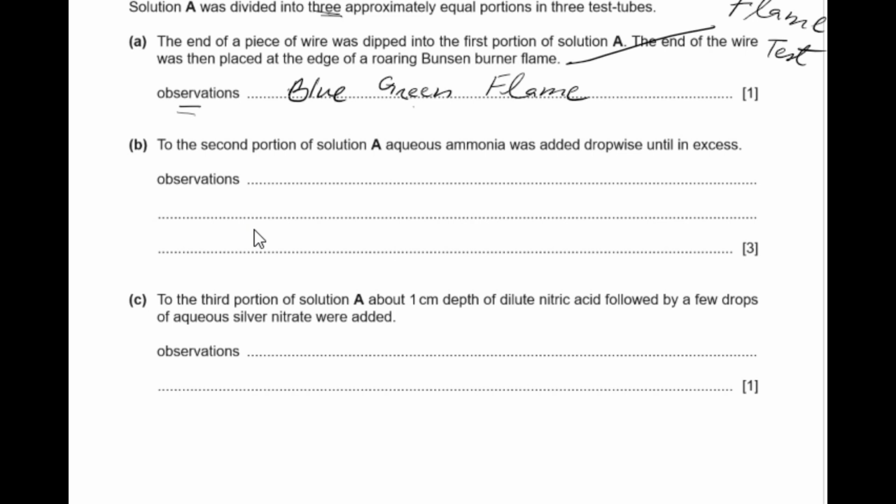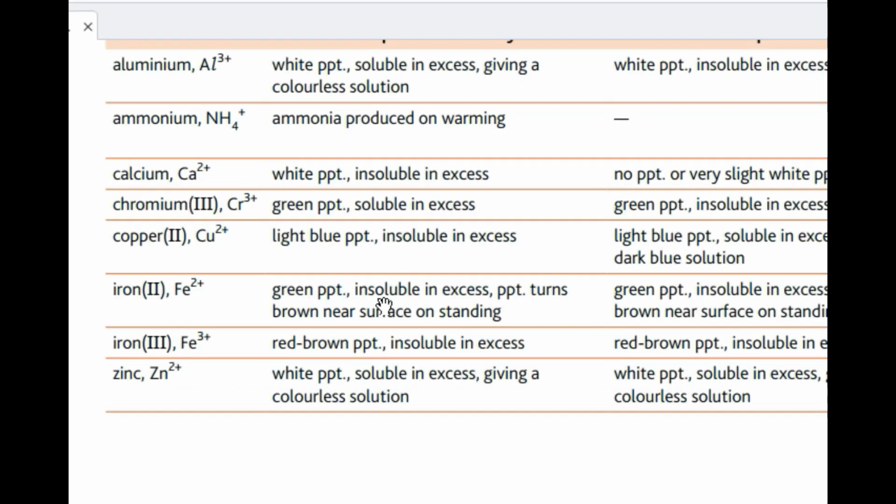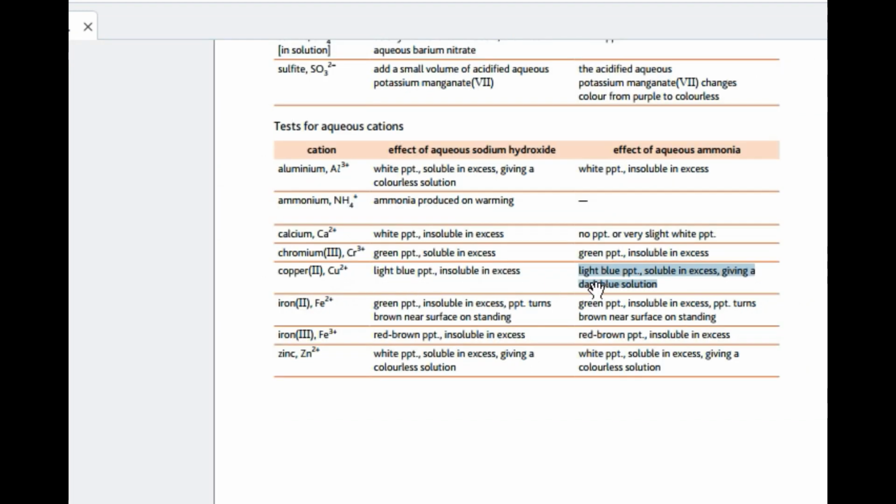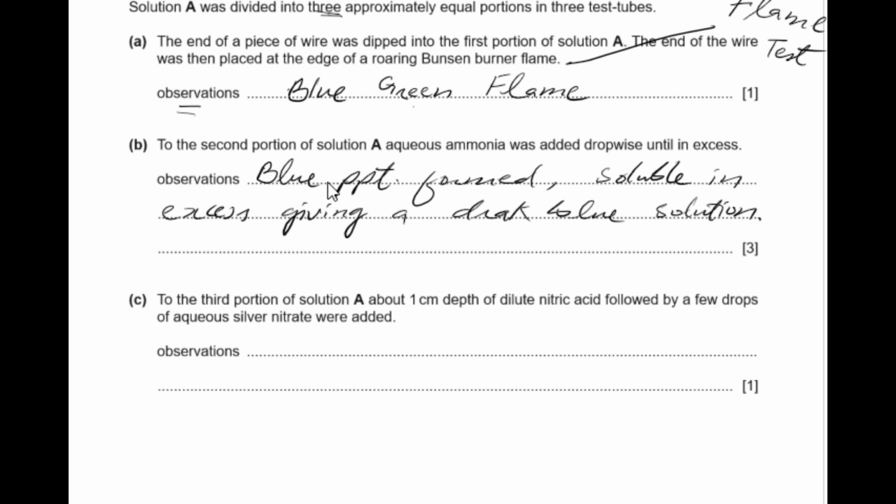So basically this is a test for copper ions. Look at the data sheet. Copper ions form a light blue precipitate when a few drops of ammonia are added. They are soluble in excess, giving a dark blue solution. So this is the data available in the data sheet. We'll be copying here. Blue precipitates are formed which are soluble in excess, giving a dark blue solution.